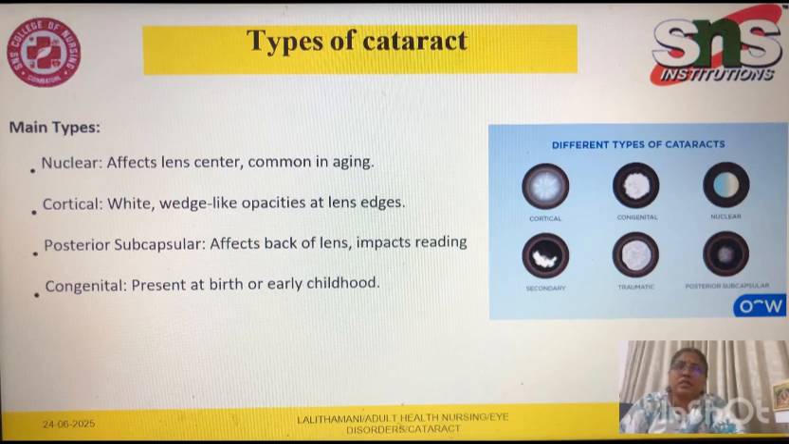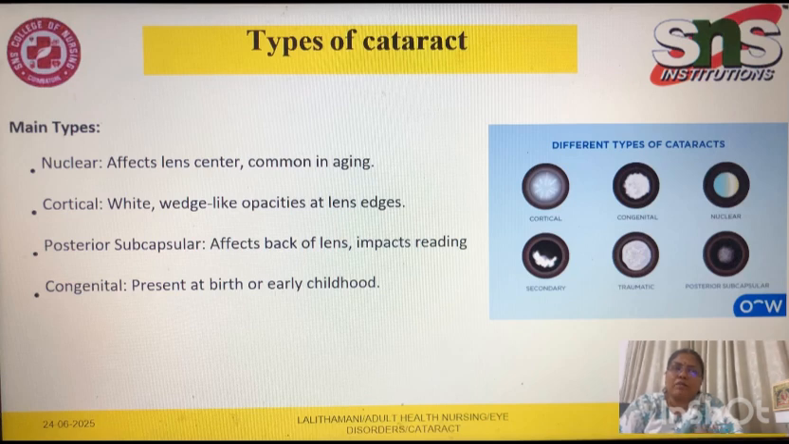The next topic is the types of cataract. The main types are nuclear cataract, cortical cataract, posterior subcapsular cataract, which happens in the posterior region, and congenital cataract. There are four main types. One is nuclear, which affects the lens center and is common in the aging process. Cortical shows white wedge-shaped opacities at the lens edges; it happens only at the lens edges.